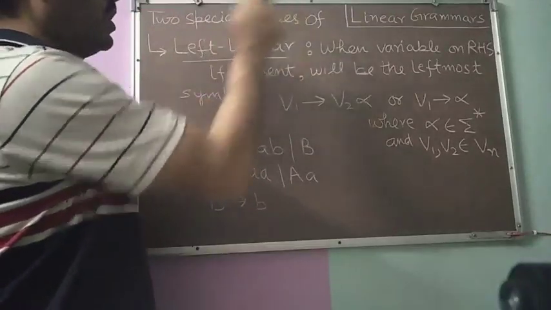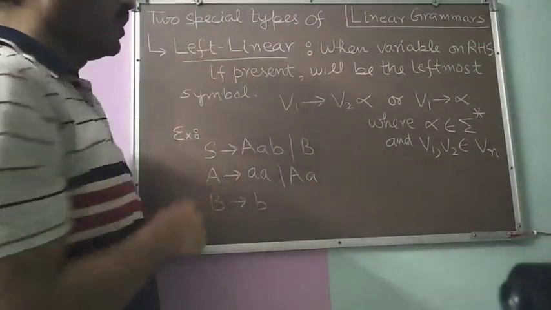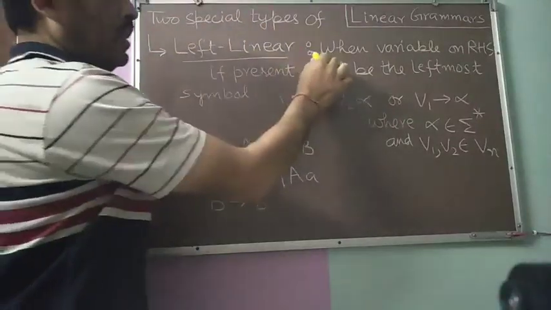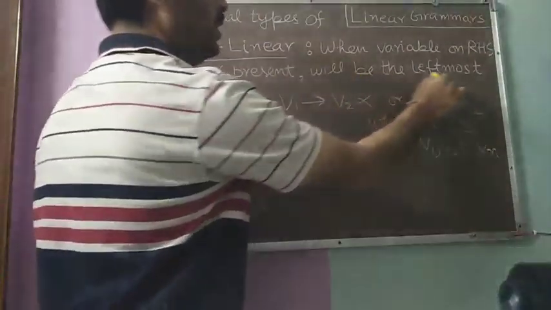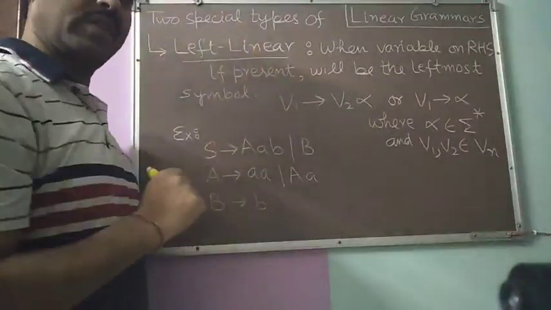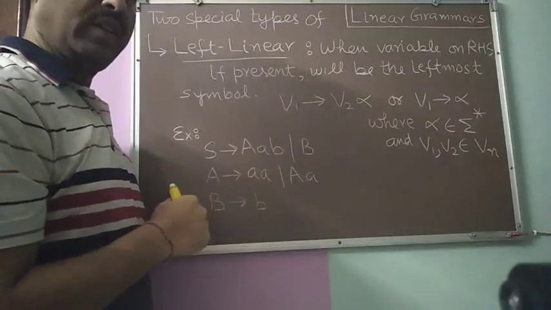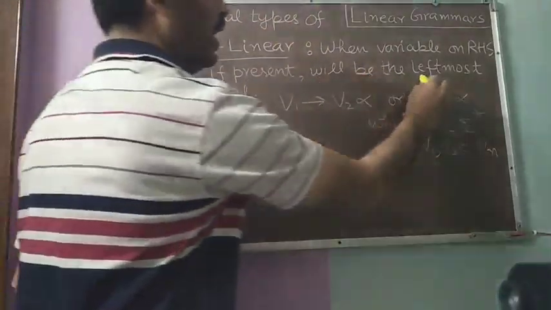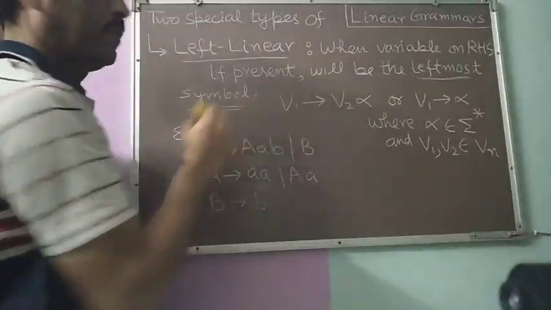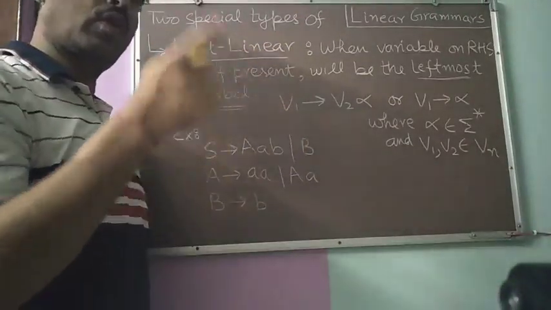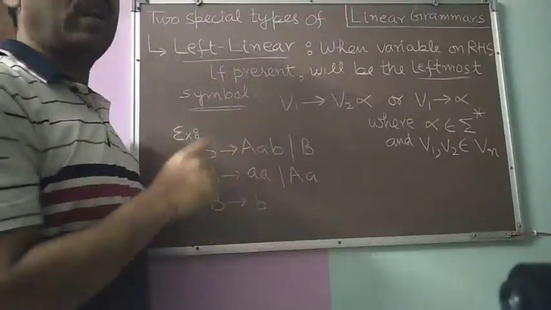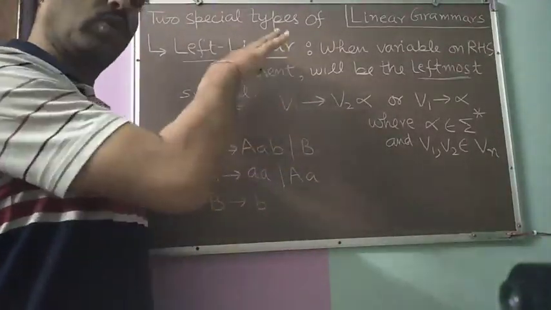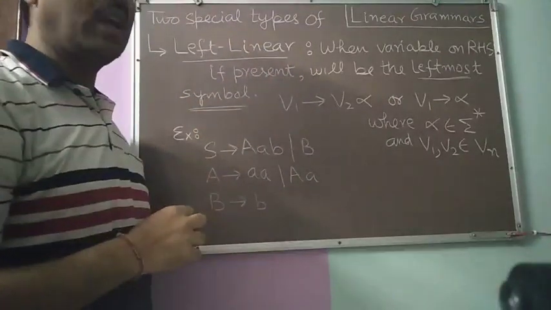Now there are two special types of linear grammars. The first one is called left linear grammar. A linear grammar is called left linear when the variable on the right-hand side, if present, is the leftmost symbol. Because the grammar is linear, there will be only one variable on the right-hand side, or no variable. If the variable is present, it should be the leftmost symbol in that particular production. If this rule is followed for all the productions of the grammar, not just one or two, then the grammar is called a left linear grammar.